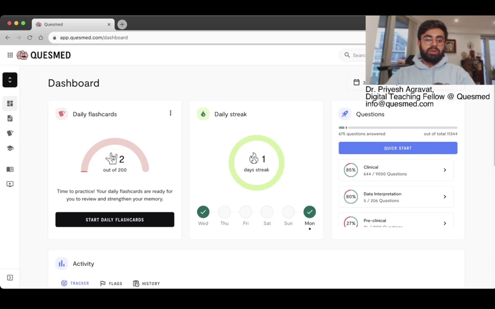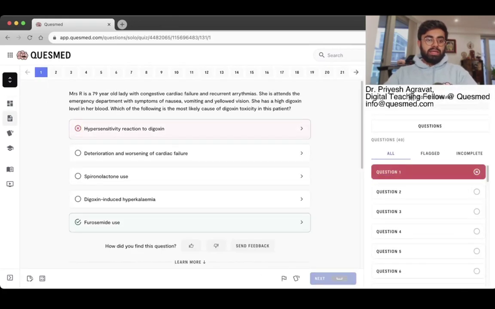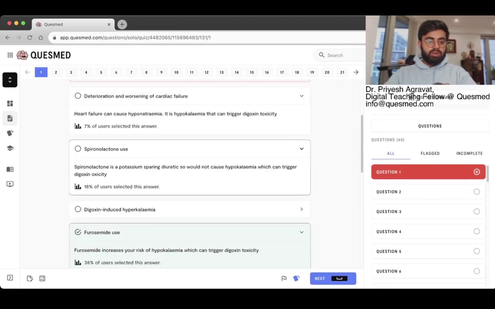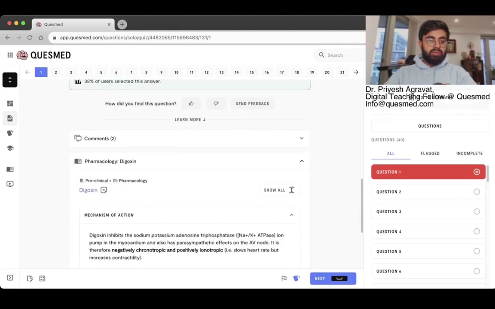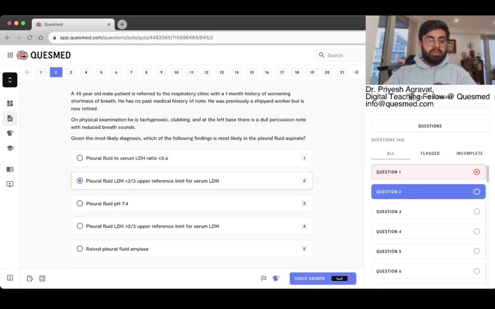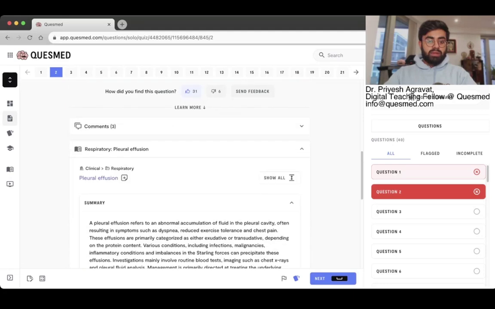So once you've bought a subscription and you've entered the QBank platform, the easiest way to start doing a set of unseen questions is hitting our Quick Start button. Then you'll see that for each question we have detailed explanations on why each answer is correct or incorrect, and we also have a page associated with each question. This goes into depth on everything that you need to know for that condition.